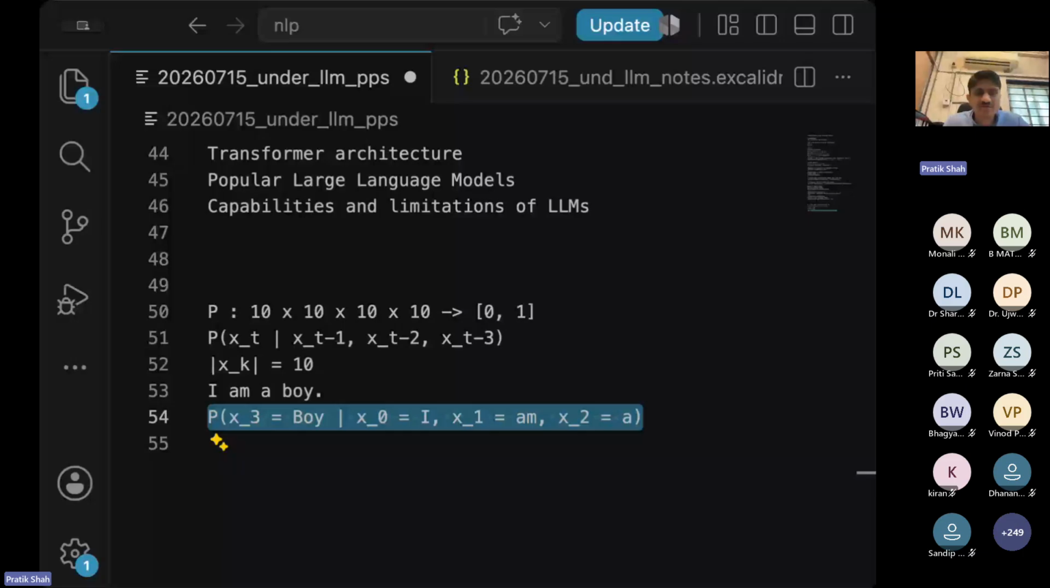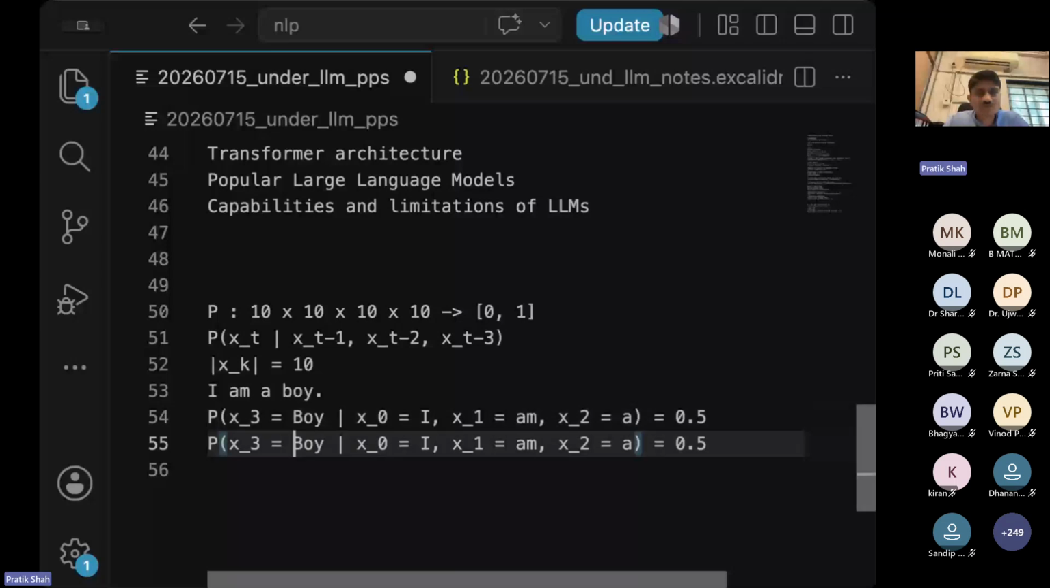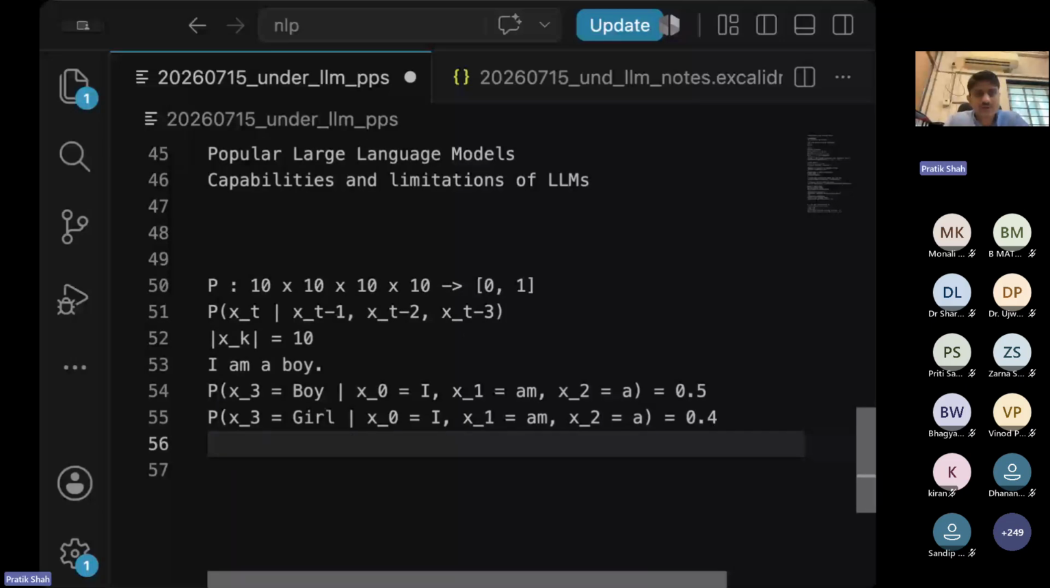It could be anything. That means with each of these, there is a probability associated. Let's say in my literature or whatever I have read so far, I have seen that boy appears 50% of times. Girl appears 40% of times. And the rest of the things, bat, fan, ball, and rest of things appear 0.1 times. All sum up to 1.